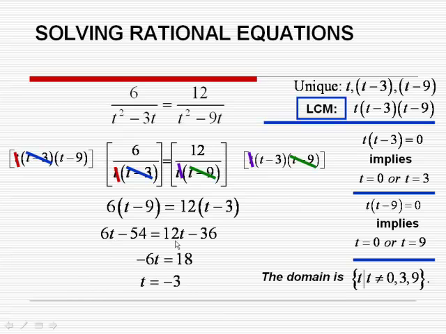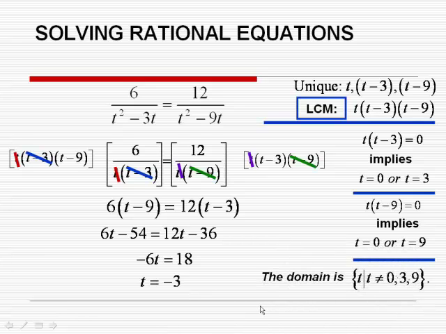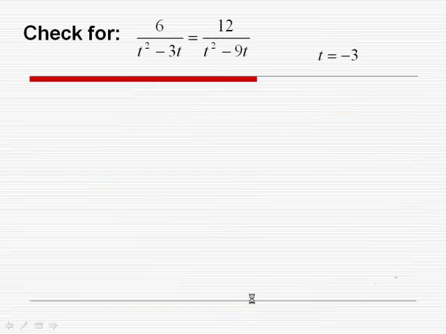Notice that this stays linear. So that means I use linear techniques, which I will simply isolate the variable and find out that t equals -3. Check my domain. Okay, that's a good answer, so it's time to go and check.